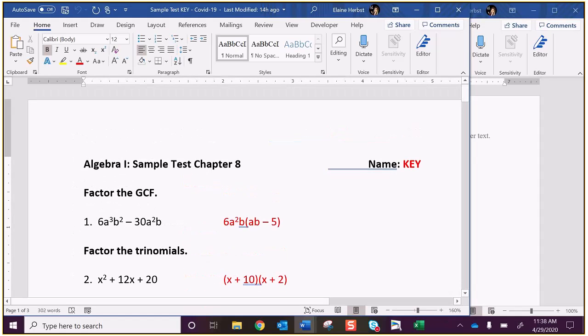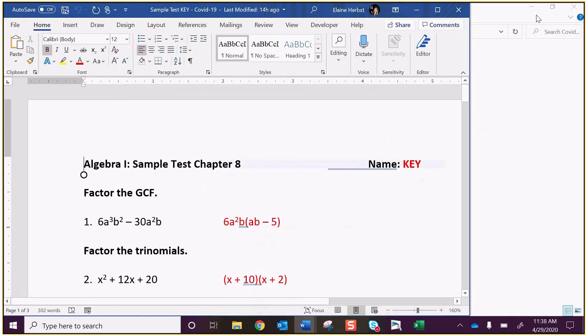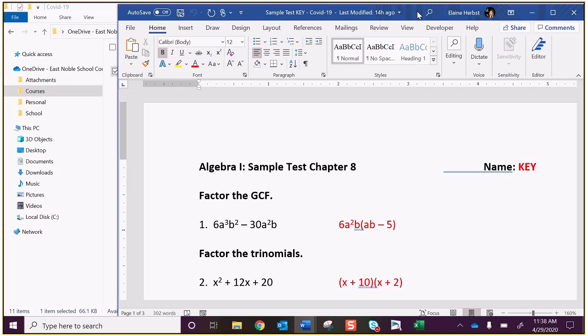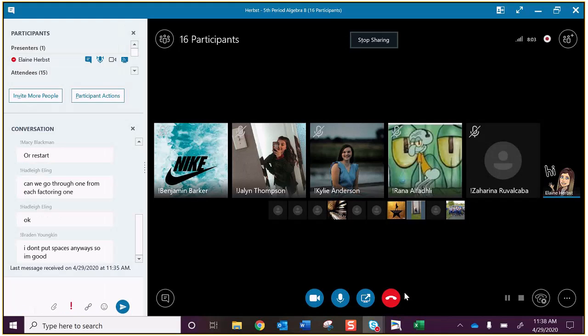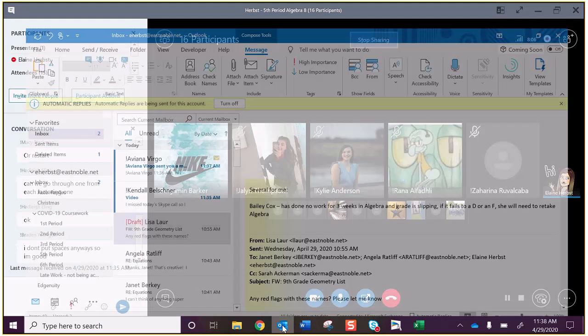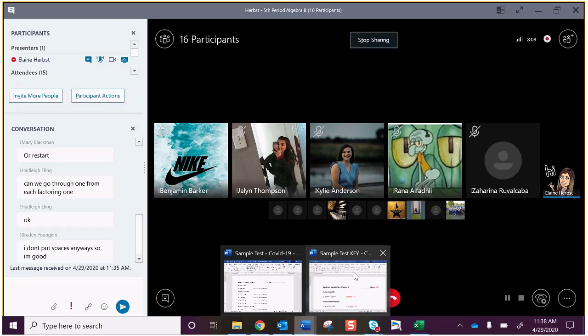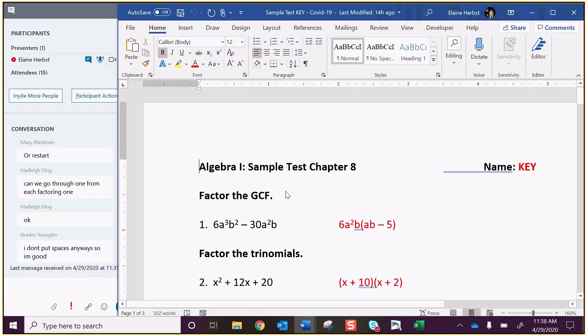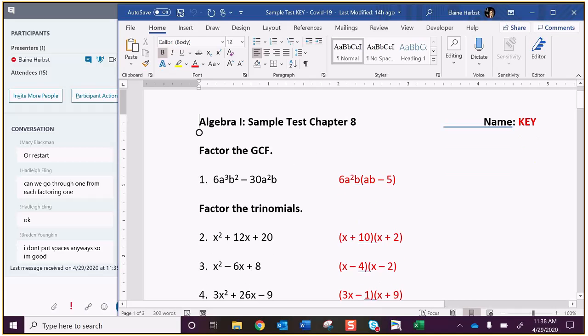Okay, so if you are confused and don't know how I got the answer that I did, you'll have to stop me. Okay, there we go. So number one is 6a squared b times the quantity of ab minus 5. Hopefully you have your answer key or your sample test pulled up.